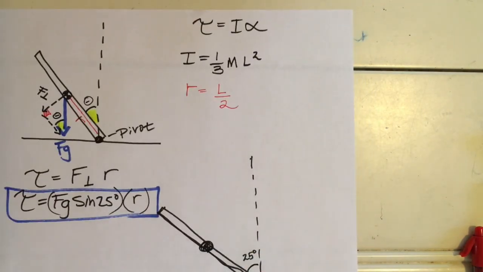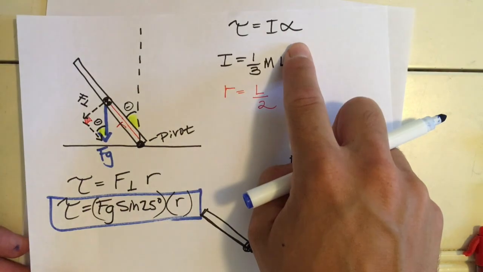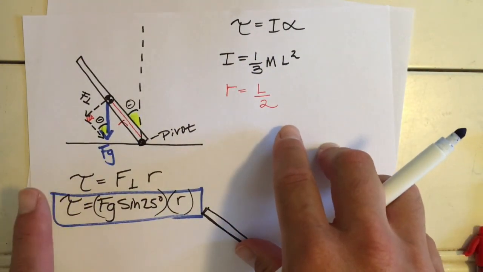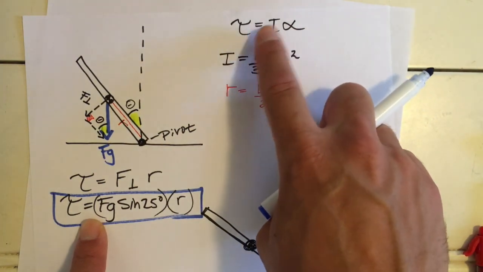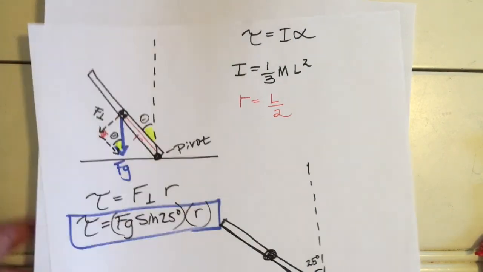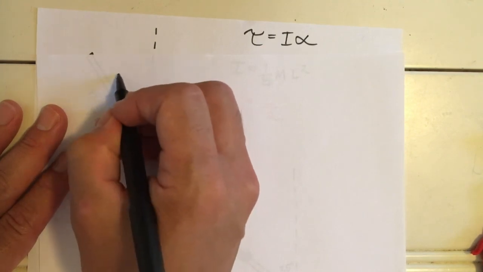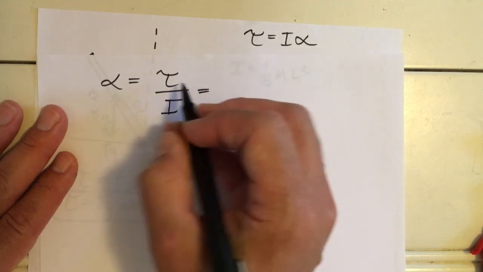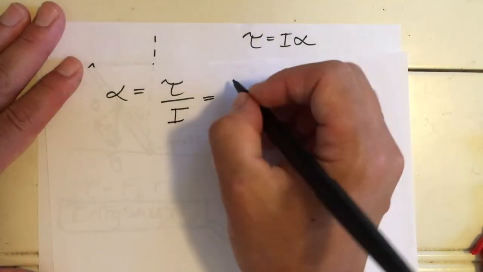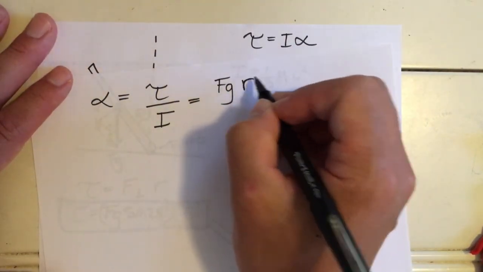But let's remember this problem is asking, I don't think I ever said what it was asking for, maybe I did, is asking for alpha. So we have an expression for torque, we have an expression for moment of inertia. Alpha equals torque over moment of inertia. So let's go ahead and write that. We're saying that alpha is equal to torque over I. Torque is equal to Fg times R times the sine of 25.